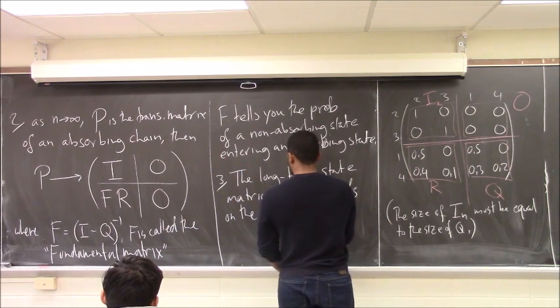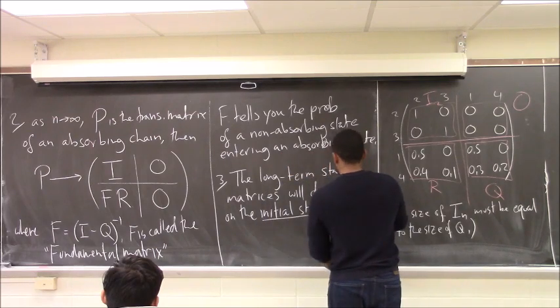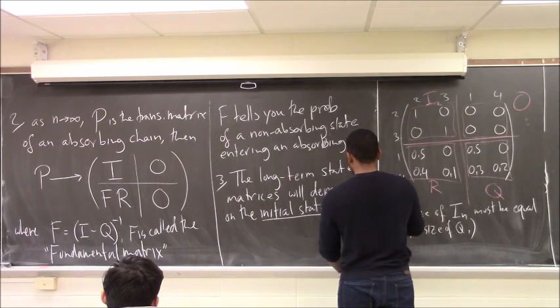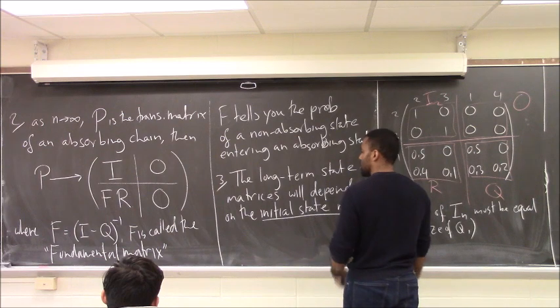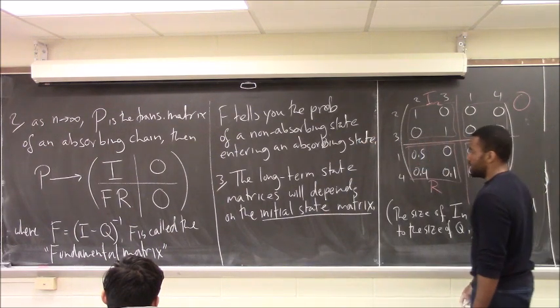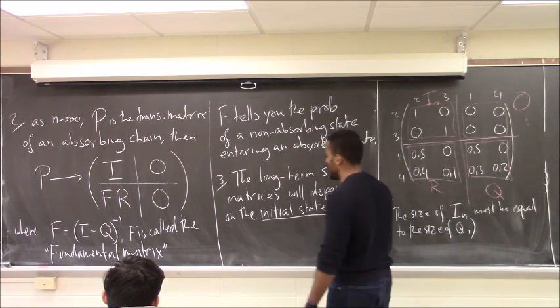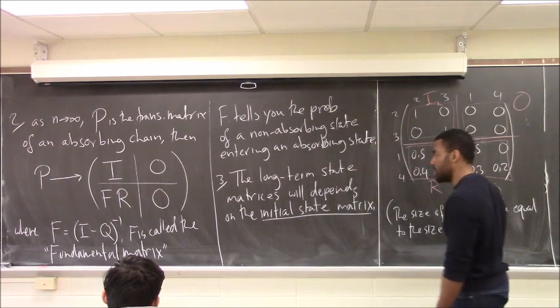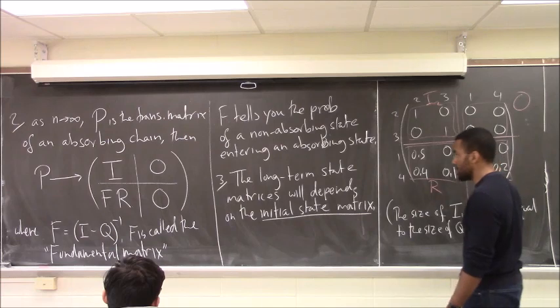So with regular Markov chains, pretty much it doesn't matter what your initial state matrix is. Eventually, you'll go towards the same stationary matrix or steady state matrix. However, for absorbing chains, it kind of depends. Where you end up kind of depends where you started.